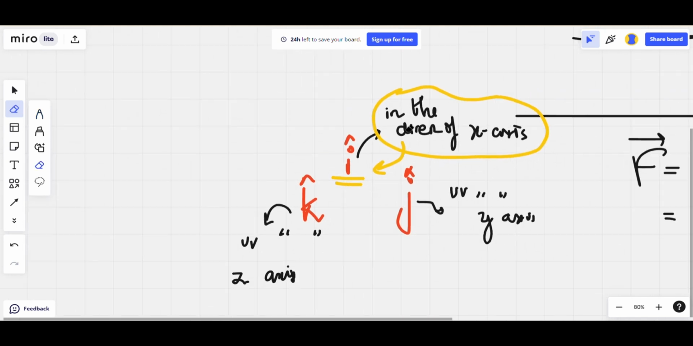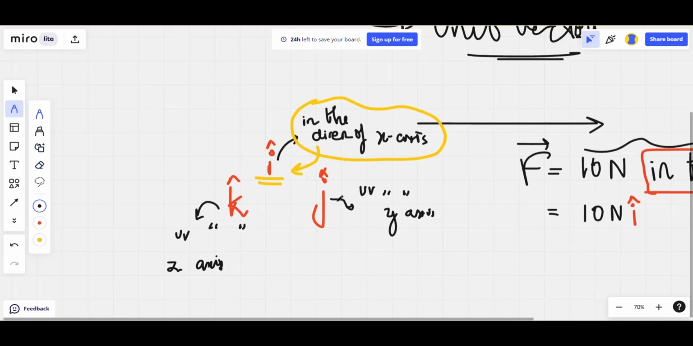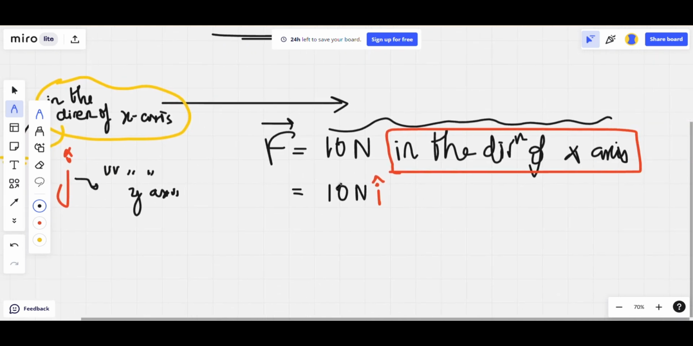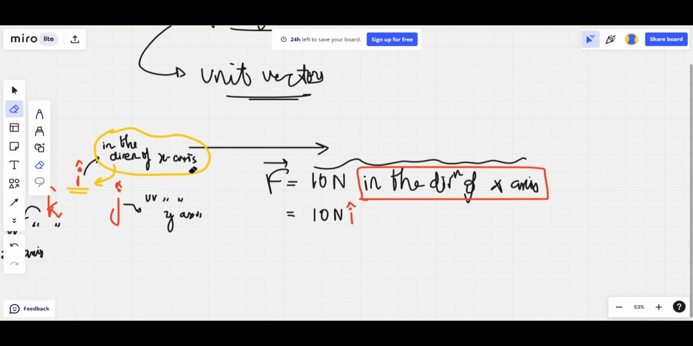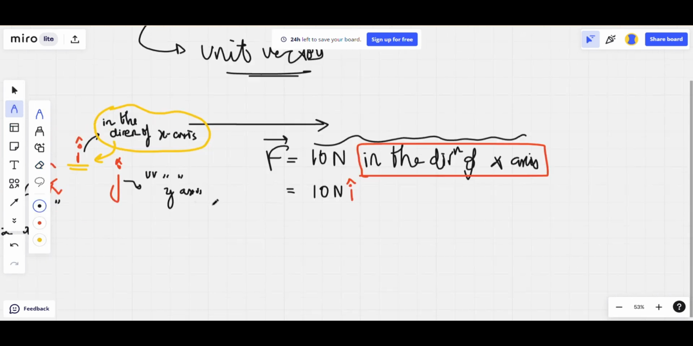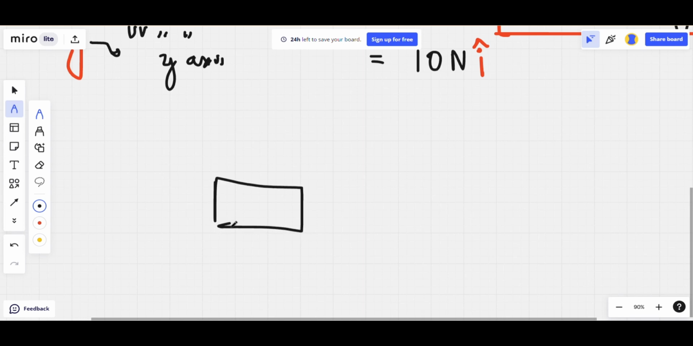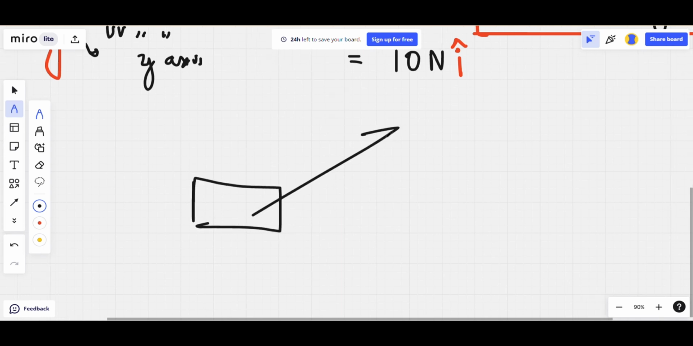And now let's look forward to a way in which we can see some examples. For example, this force vector itself. Now we can say, let's take a car. A car is moving in this direction.